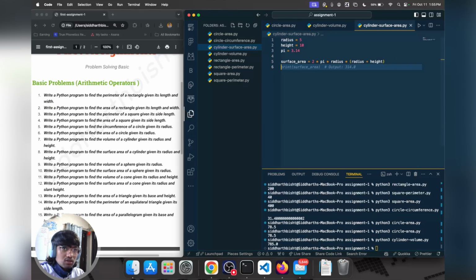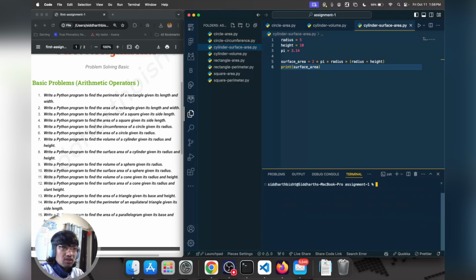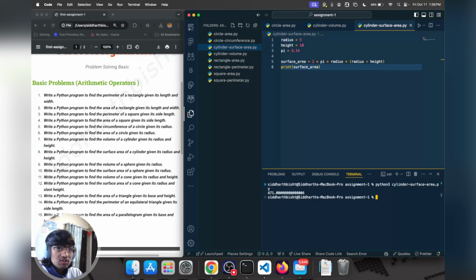Let's print surface area and see what we get here. Let me clear the terminal and write Python 3 cylinder surface area.py, and I will get the answer for the surface area. So this problem is also solved now. Let's see the other one.